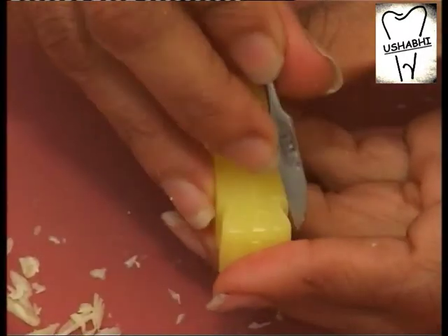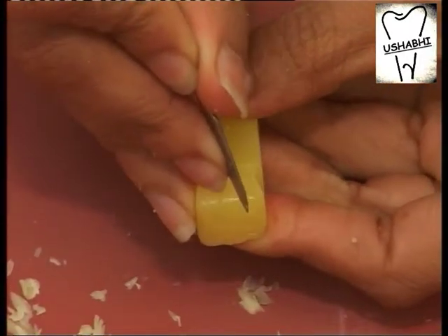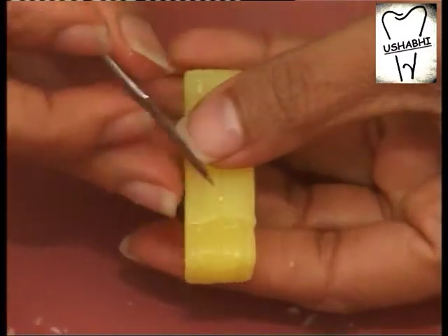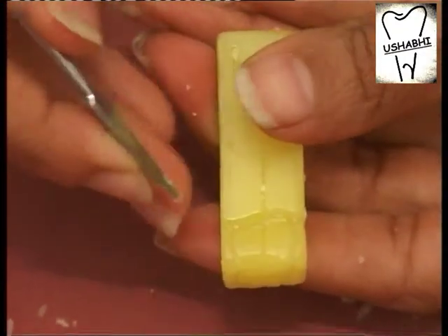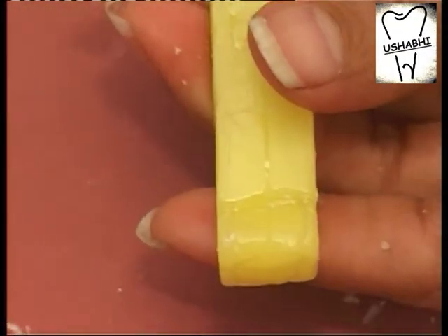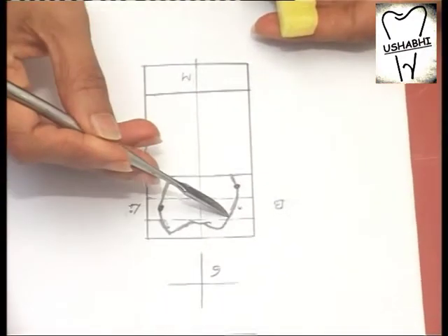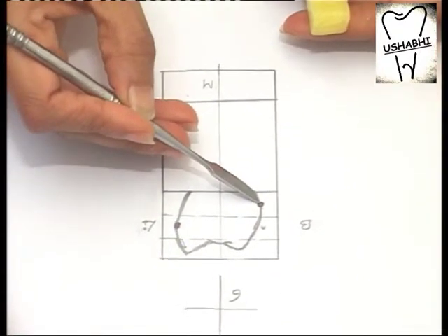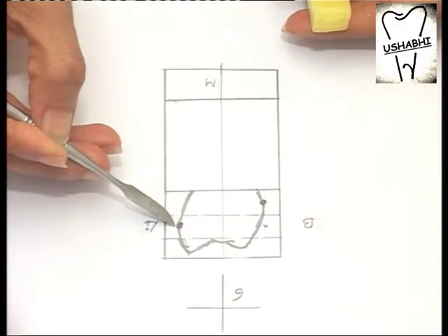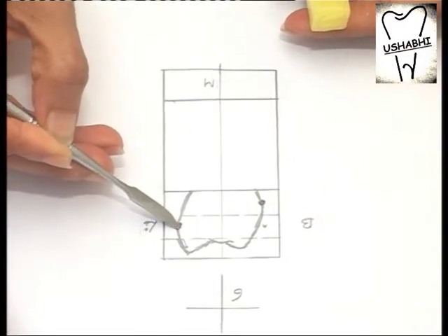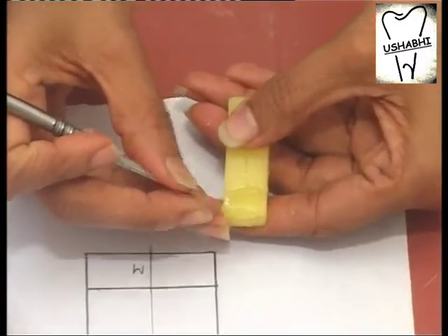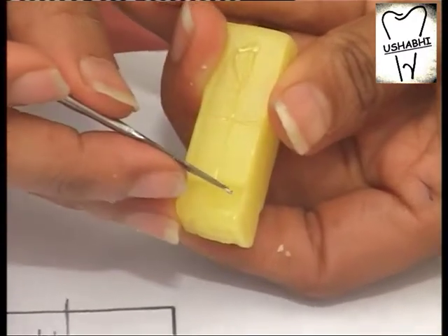Once excess has been removed from the proximal and the occlusal outline has been obtained, we move on to the proximal side. On the proximal side, I have marked the buccal outline and the lingual outline. On the buccal outline we know that the crest of curvature is in the middle of the cervical third, and on the lingual aspect it is in the center of the middle third. So, the same outline has been marked on both the proximal aspects.